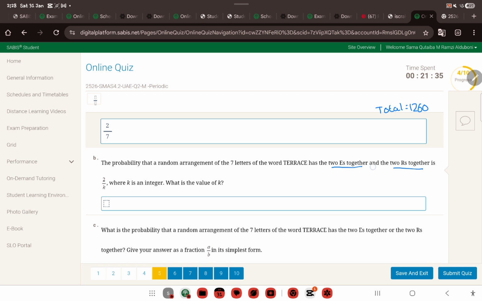What is the probability that a random arrangement of the 7 letters of the word terrace has 2 E's together and 2 R's together? If it says and, it means that they want the intersection. So we have 2 E's and 2 R's together. 1, 2, 3, 4, 5, 6, 7. So it's 1, 2, 3, 4, 5, 5 factorial. We don't divide by anything because there's nothing repeating, because we used up the 2 E's and the 2 R's. So we divide 5 factorial by the total to get the probability of the intersection, which is 2 over 21.